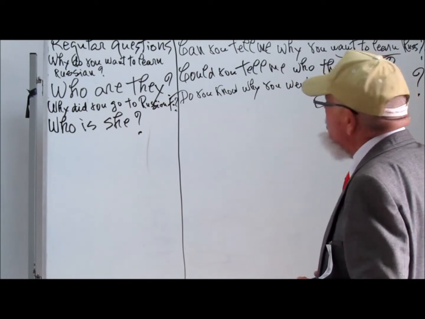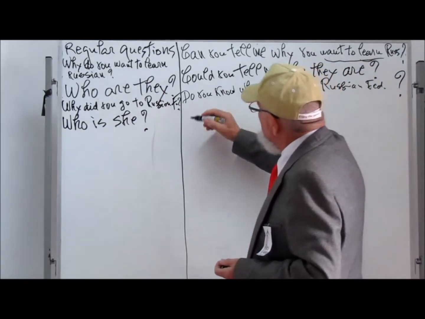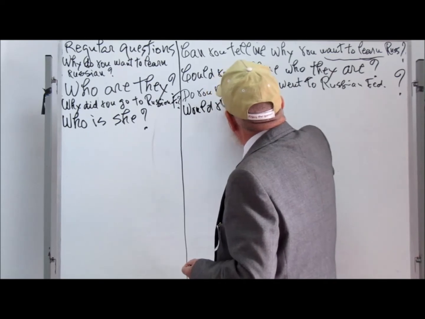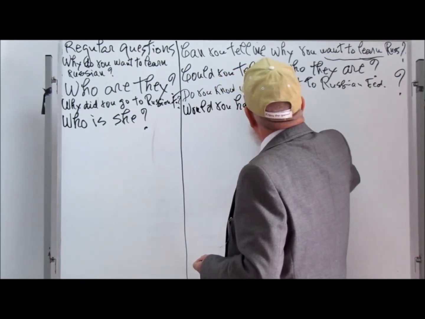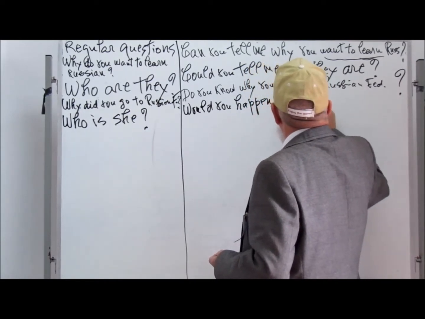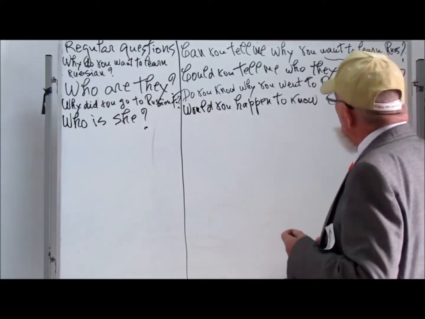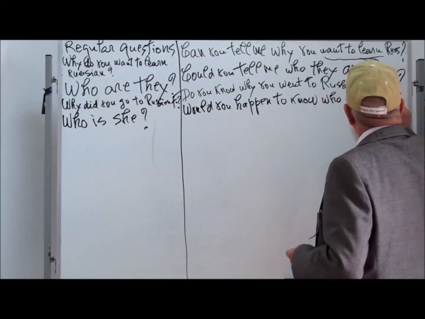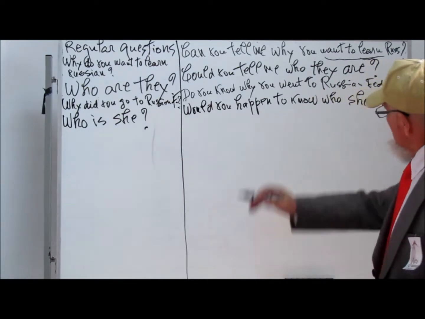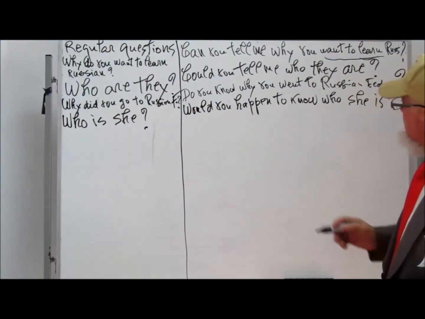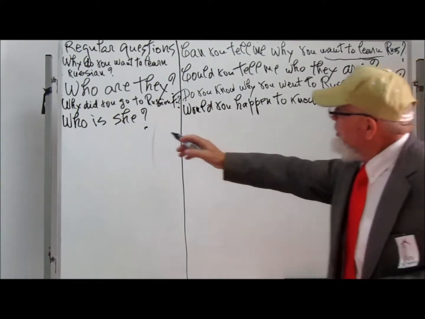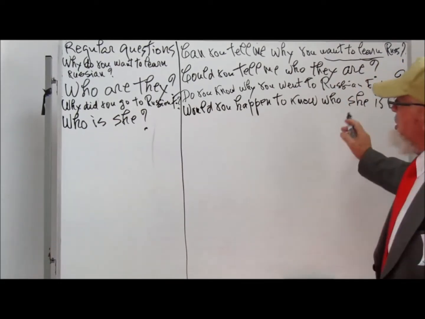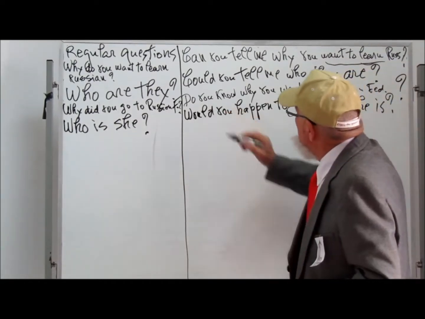Okay. Do you know? Now, would you happen to know who she is? Pay attention about the verb. The verb goes to the end of the question. Would you happen to know who she is? Not, would you happen to know who is she? No, no, no. Would you happen to know who she is? That's good.